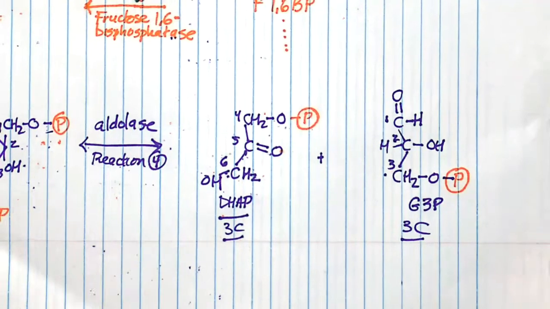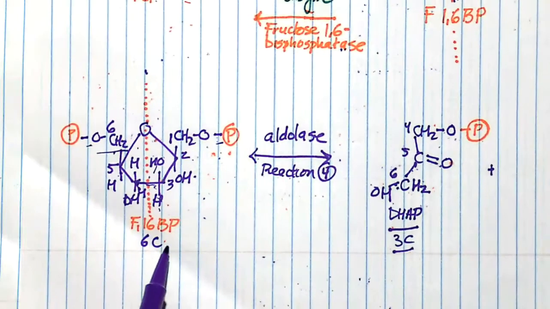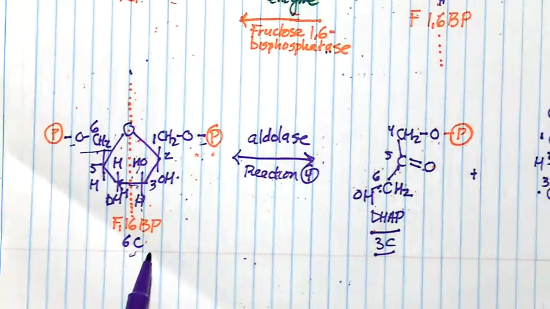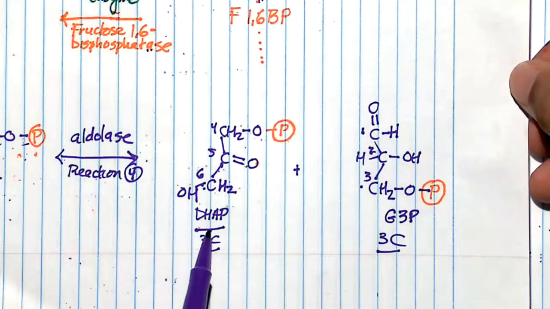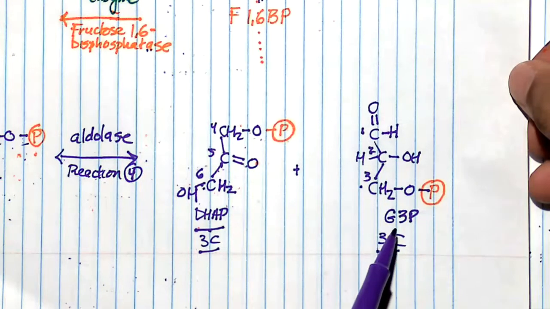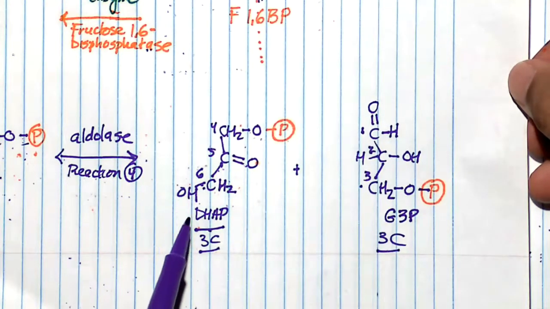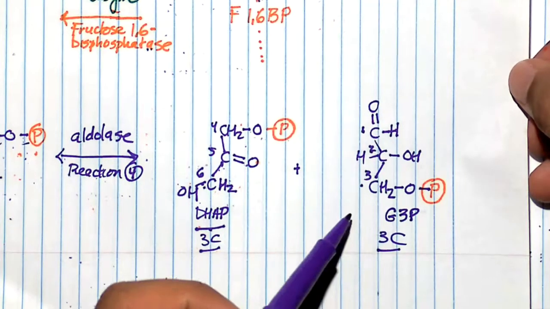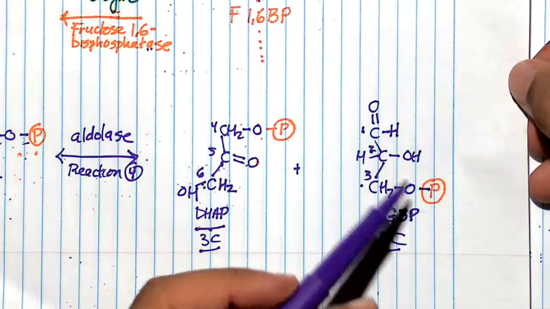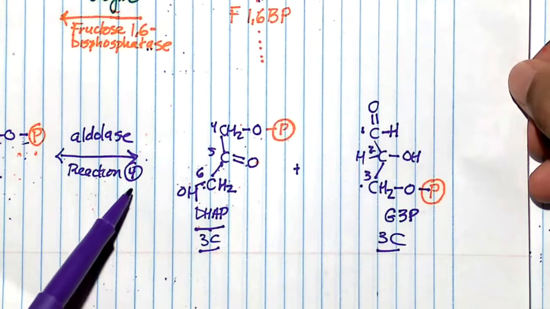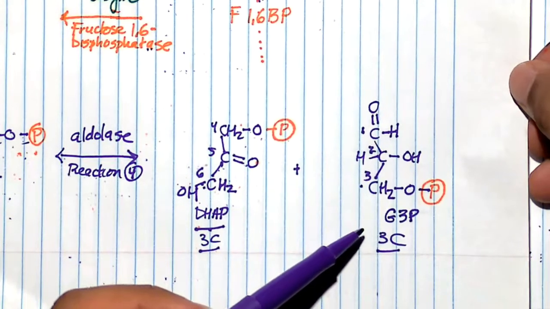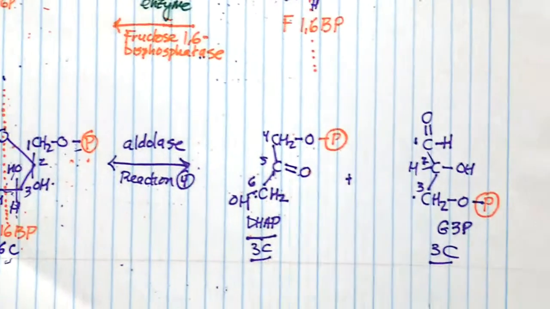So aldolase converts one molecule of fructose 1,6-bisphosphate to one molecule of this and one molecule of G3P. The next enzyme converts that one molecule of DHAP to G3P. So as a result, at the end of reaction 5, we have 2 molecules of G3P. So reaction 5 is catalyzed by the catalytically perfect enzyme triose phosphate isomerase.